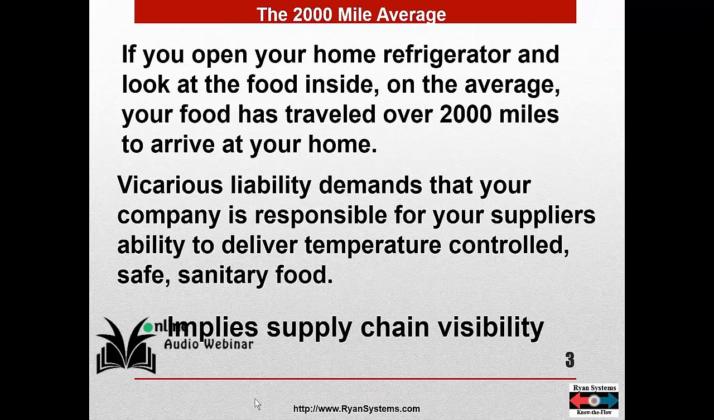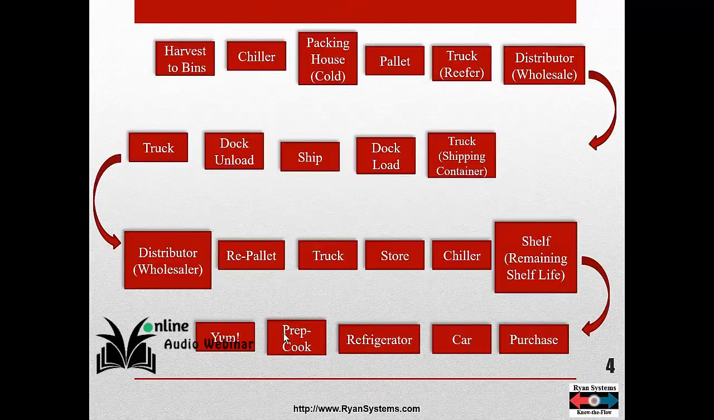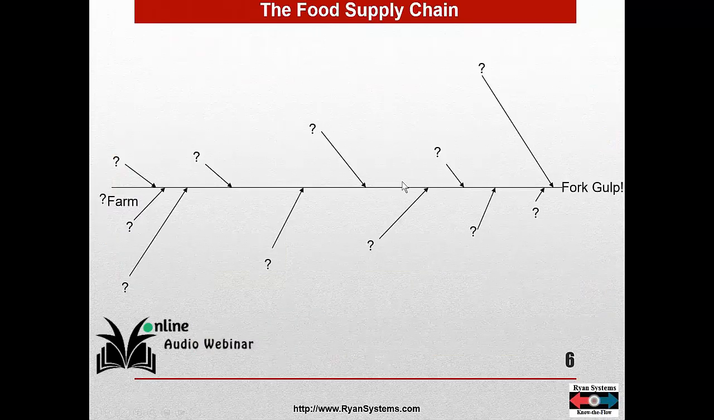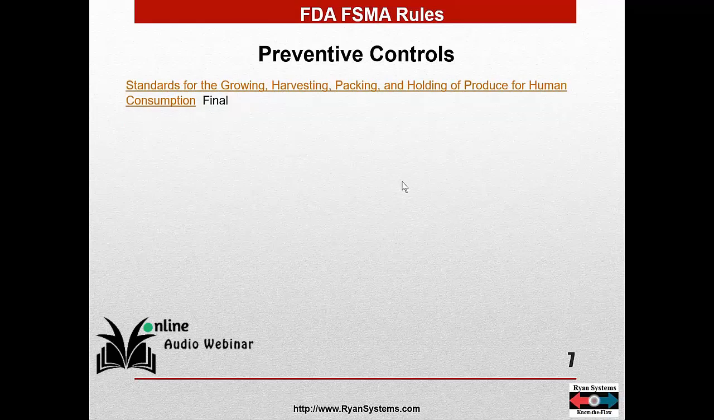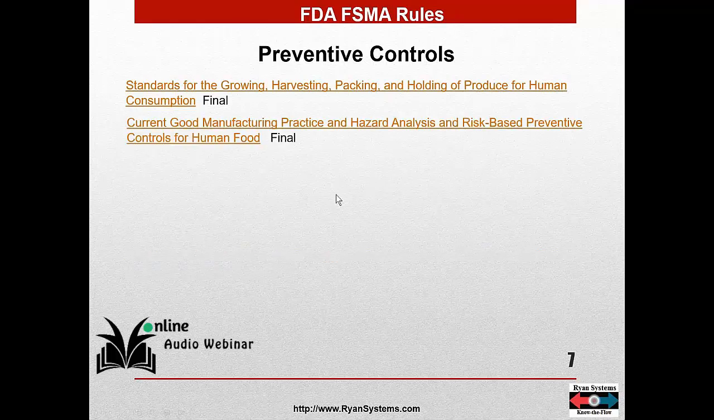If you're a company, you have to have good supply chain visibility. A lot more complicated than a lot of people like to think. In most cases, between the farm and the fork, we don't know where the contaminant comes from, okay? So that's why we have these things called preventive controls established by the FDA. So we set up standards for growing, harvesting, packing, and holding produce. We set up GMP, good manufacturing, and hazard analysis and risk-based preventive controls.